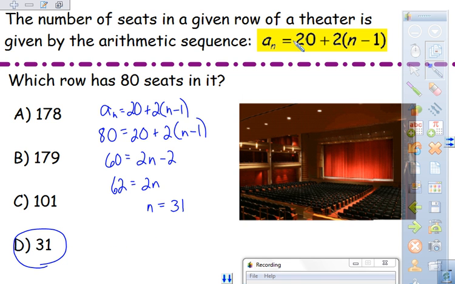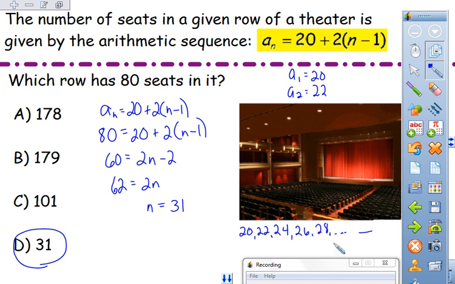So if we look at this, the first row has 20 seats. A sub 1 has 20 seats. A sub 2 is going to have 22 seats, and so on. So we're starting with the sequence 20, 22, and every consecutive row is going to have 2 more seats in it. So we could sit and figure out how do we get to 80, but I think it's a little bit easier to get this into the formula that we want and then figure out the number of seats.